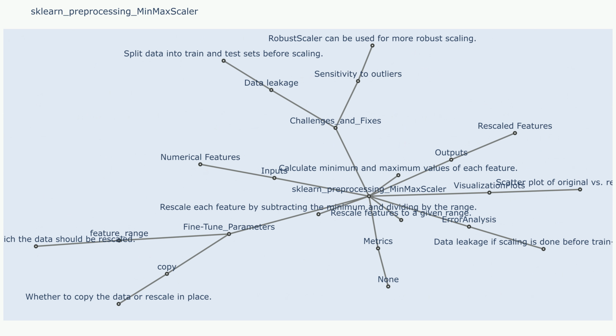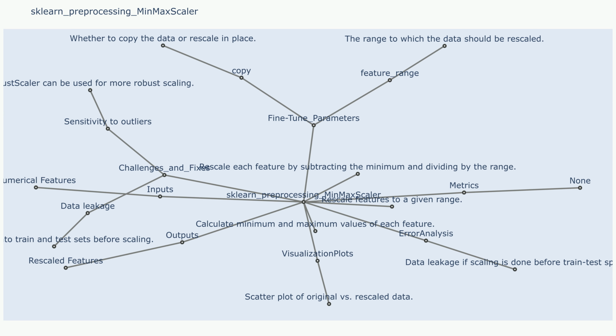Fine-tune parameters. Parameter 1. Explain in detail: feature range. Adjusting the feature range parameter allows for customization of the output scale. For example, setting it to -1, 1 would scale the features to the range of -1 to 1. Parameter 2. Explain in detail: copy. Setting copy to false can reduce memory usage and improve performance, especially when working with large datasets. However, it modifies the input array in place, which may not be desirable in some cases.